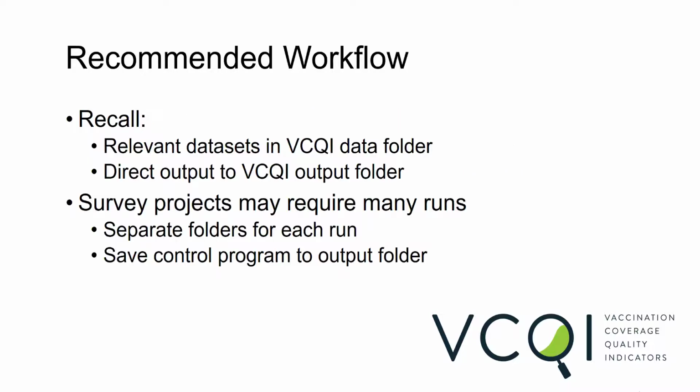We saw in an earlier video that the Wiki control program requires you to specify a so-called Wiki data folder that holds all the relevant datasets and a Wiki output folder to which Wiki should direct output. In theory, these could be the same folder, but it is our practice to separate them and to hold the survey datasets in a data folder instead. We then direct output into a different output folder. We typically save the control program in the output folder. This helps us remember later how the output was produced.